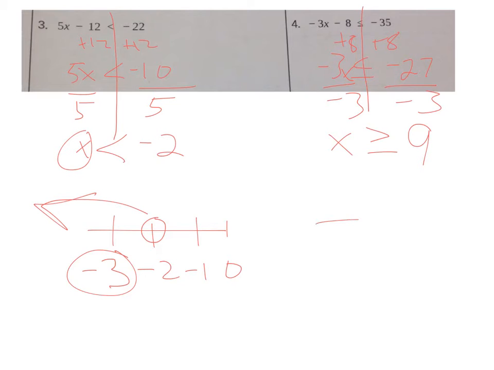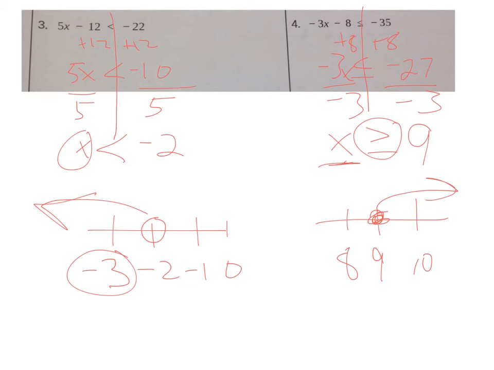So at that point, we have 9 here. We have 8. We have 10 over here. That is a closed circle because of this line underneath. That means it's equal to 9. And what numbers are greater than or equal to 9? The numbers that are greater than or equal to 9 are to the right.